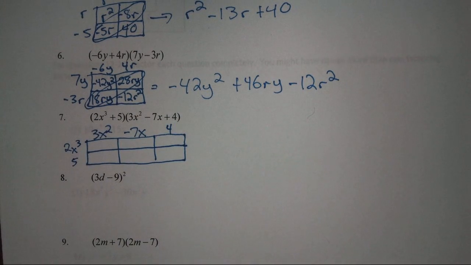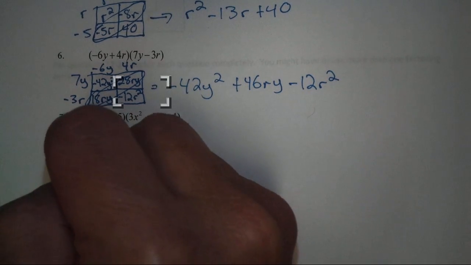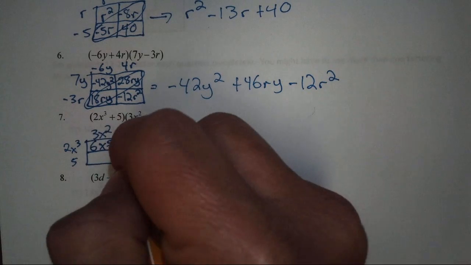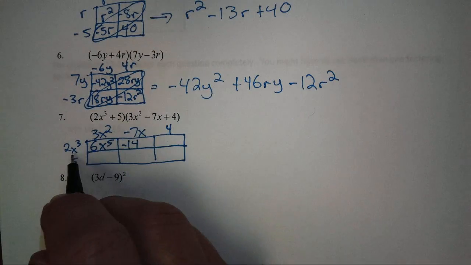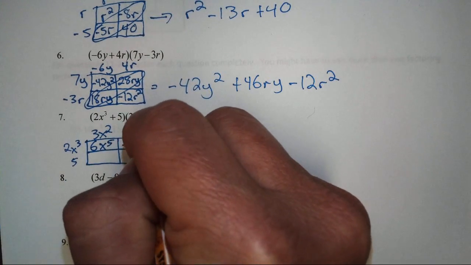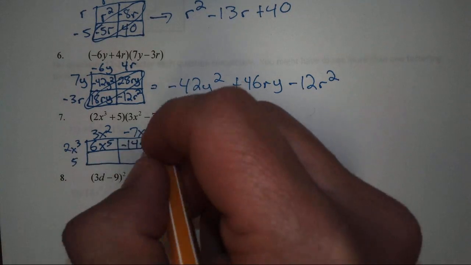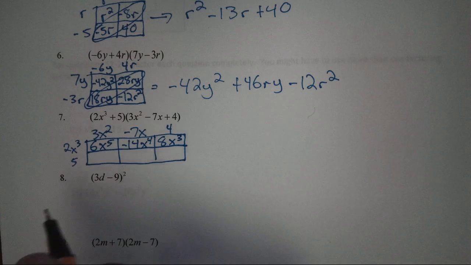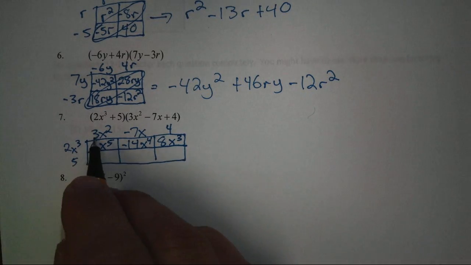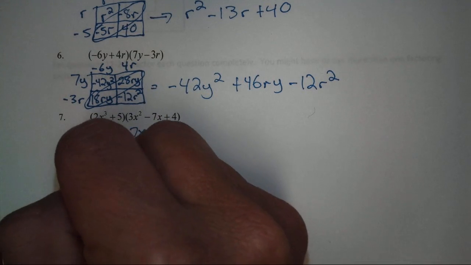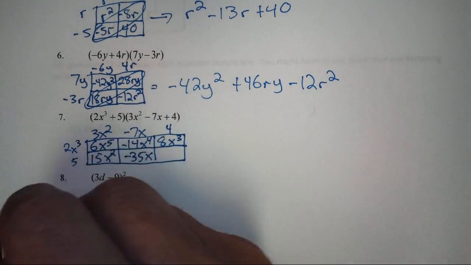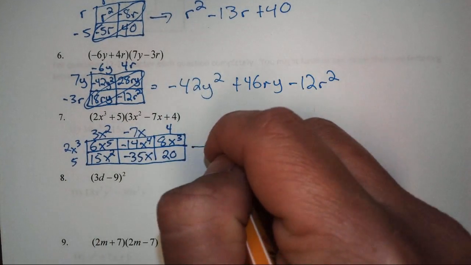So now we just go through the multiplication process. 2 and 3 is 6. X cubed, x squared is x to the 5th. 2 and negative 7 is negative 14. X cubed and x is x to the 4th. 2 and 4 is 8 with your x cubed. Then we go down here. Now we're going to multiply everything by 5. So 5 and 3, that's a 15x squared. 5 and negative 7 is a negative 35x. 5 and 4 make a 20.